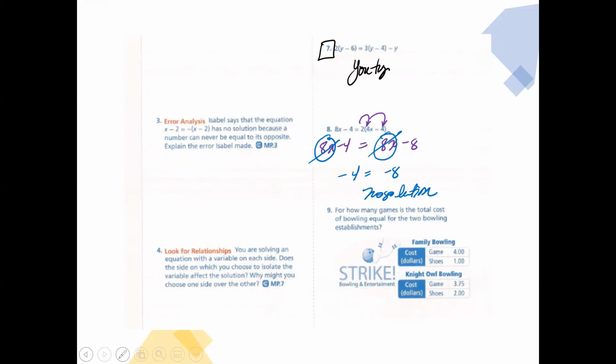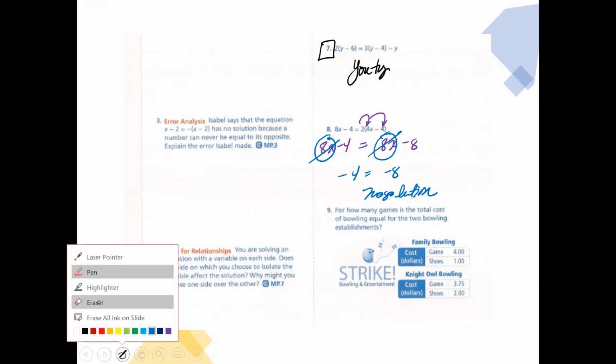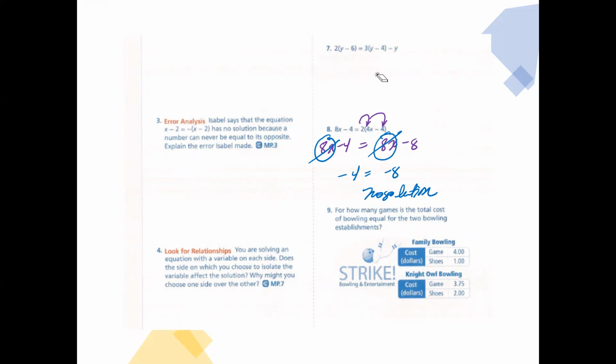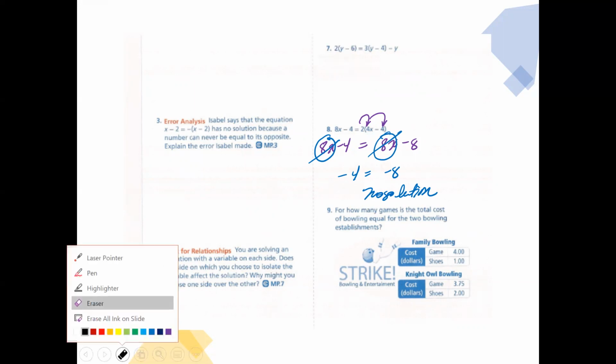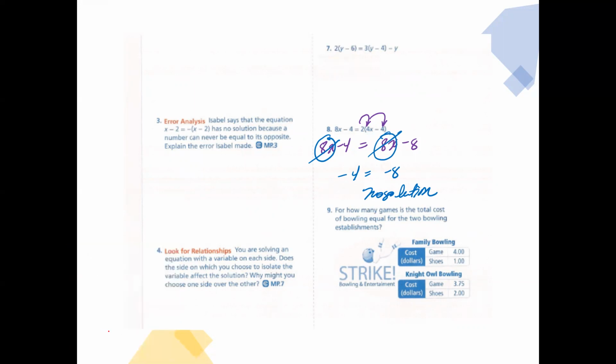I'm just going to go ahead and do number 7 as well, since we have a little bit of time. So if you tried it on your own, let's see if you got the answer correctly. For number 7, distribute the 2 on the first parenthesis. 2 times y is 2y. 2 times negative 6 is a negative 12. 3 times y is a 3y. 3 times negative 4 is a positive 12 minus y.